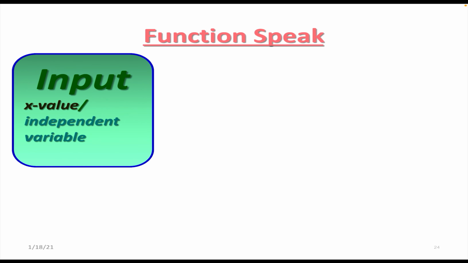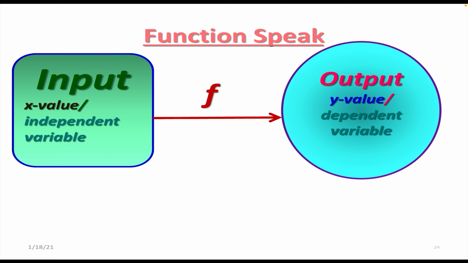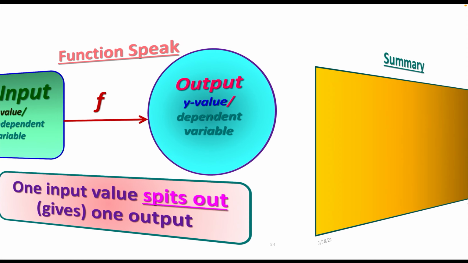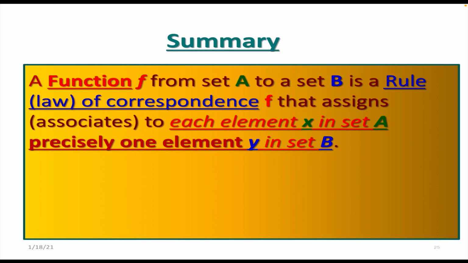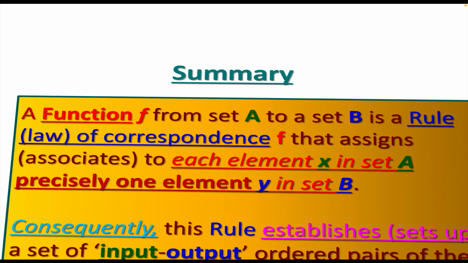Now again, the input or x value is also called the independent variable. What your function spits out is the output, the y value, or dependent variable. So y is dependent, x is independent. One input value spits out one output. A quick summary: a function f from set A to set B is a rule that assigns, or associates, each element x in set A to exactly one element y in set B. Consequently, this rule sets up a set of input-output ordered pairs of the form (x, y), or y equals f of x.